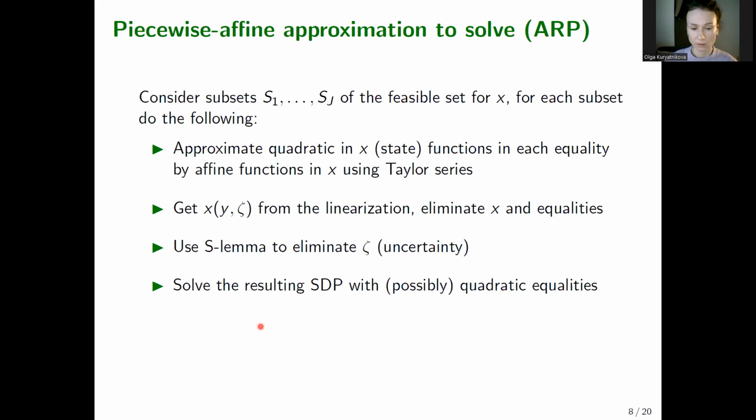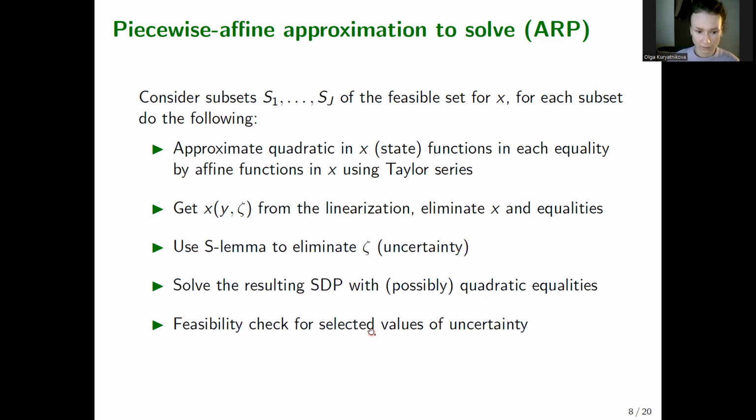I think one more thing maybe for this SDP, why it actually works well, is you need a starting point for alternating projections, right? And as a starting point, we use SDP relaxation, and it gives a very good starting point. We only need to do a couple of projections. It could be related to the problem structure. I would not bet that it is always the case, but for this ACOPF problem, it gives a very good starting point. And at the end, we do a feasibility check for selected values of the uncertainty.